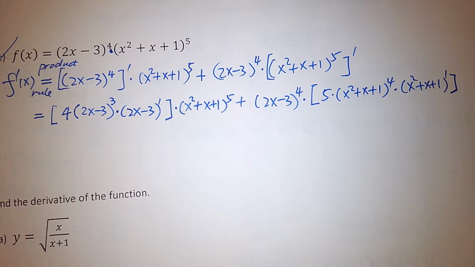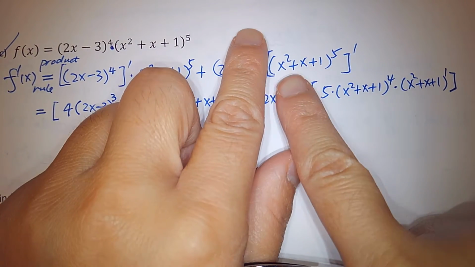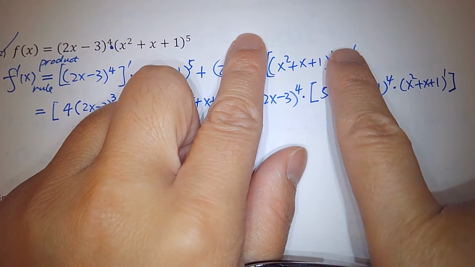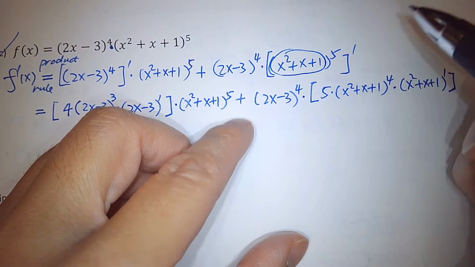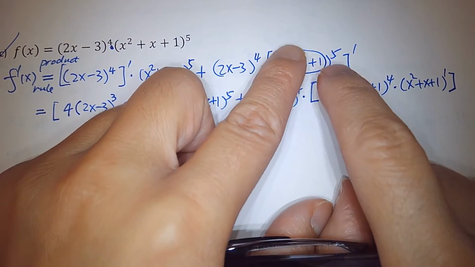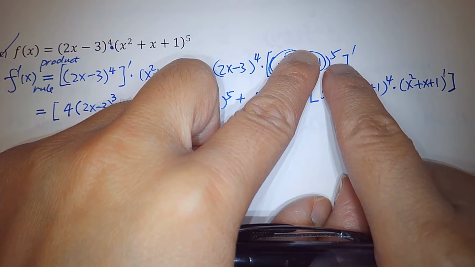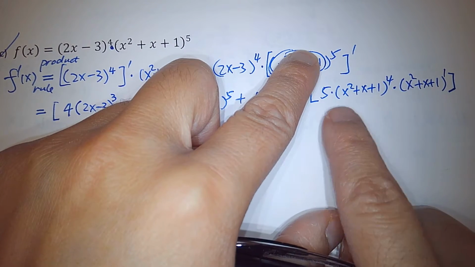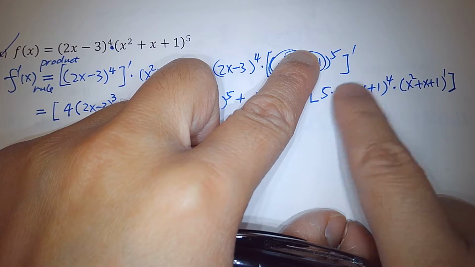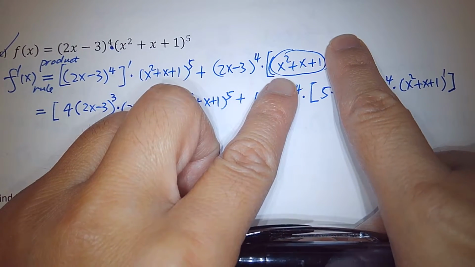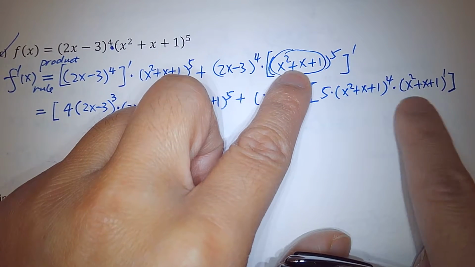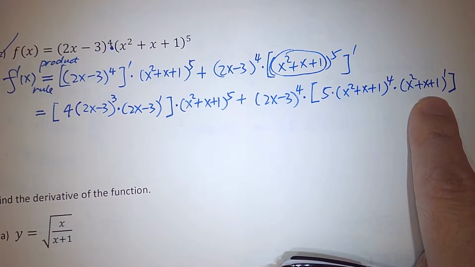You go over that again. To differentiate x squared plus x plus 1 to the fifth power, we consider this is the inner function g, right? So g of x to the fifth power, the derivative is 5 times g of x to the fourth power, right? But we have to multiply what? The derivative of g, right? Get it? Yeah. You do?